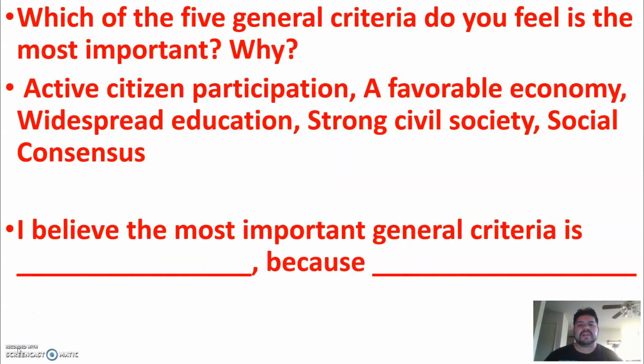So, with all that being said, your question is this, the last question. Which of the 5 general criteria do you feel is the most important and why? Here's a list right there: active citizen participation, a favorable economy, widespread education, strong civil society, strong consensus. Which one do you think is the most important, and why do you think that's the most important?